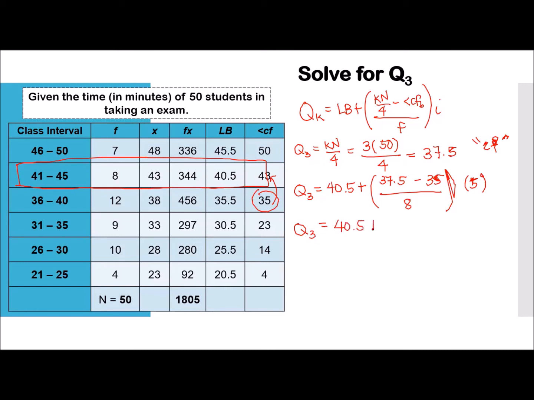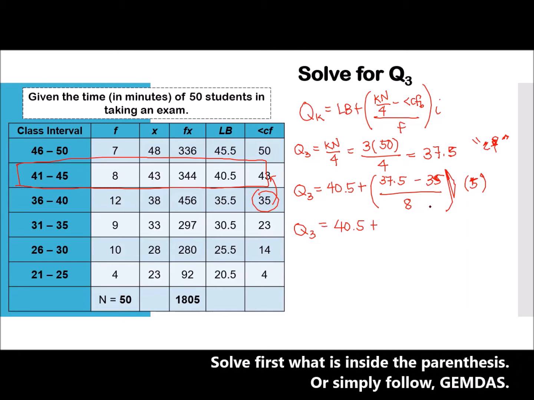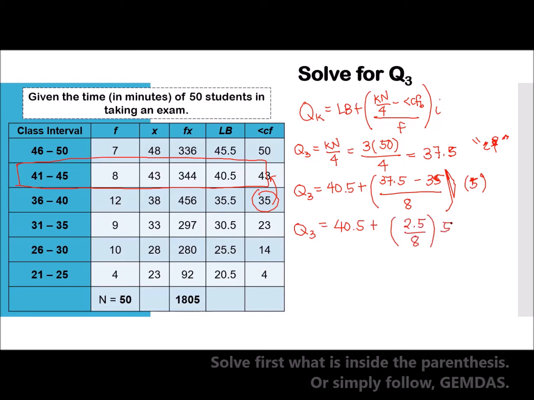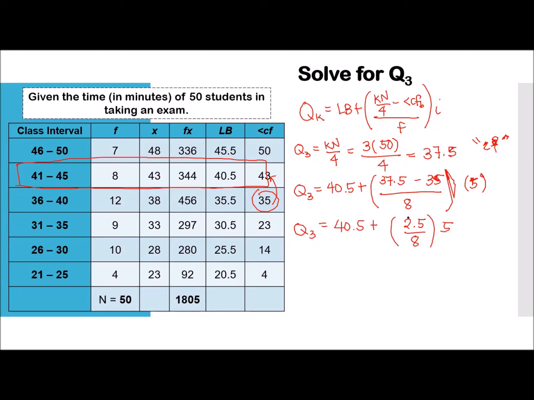So, as is pa rin yung una, 40.5. Inuuna natin nasa parenthesis. 37.5 minus 35. The answer here is 2.5. Over 8 times 5. So, unahin nyo muna nasa parenthesis. 2.5 divided by 8. The answer here is 0.3125 times 5. The answer here is 1.5625.